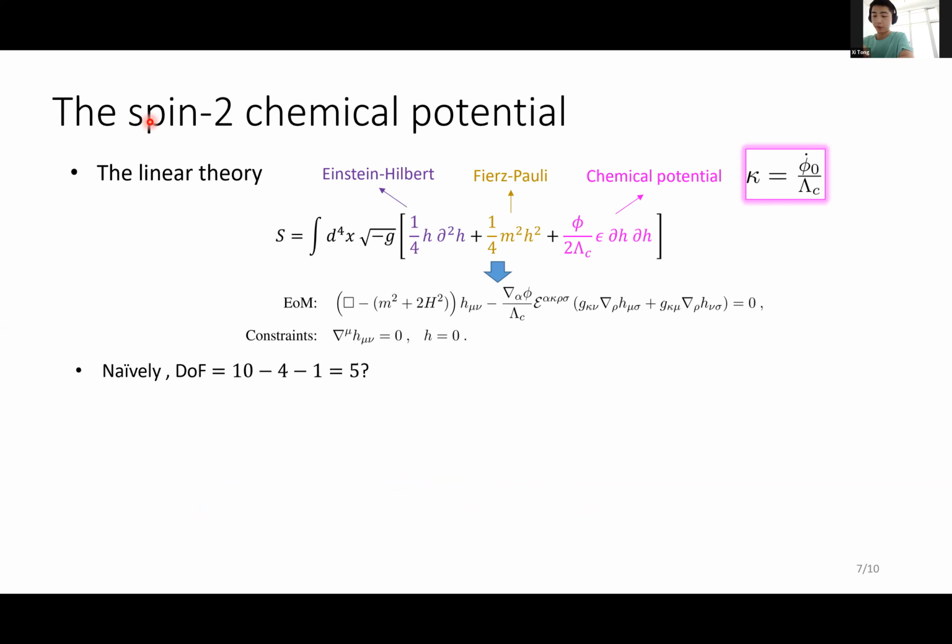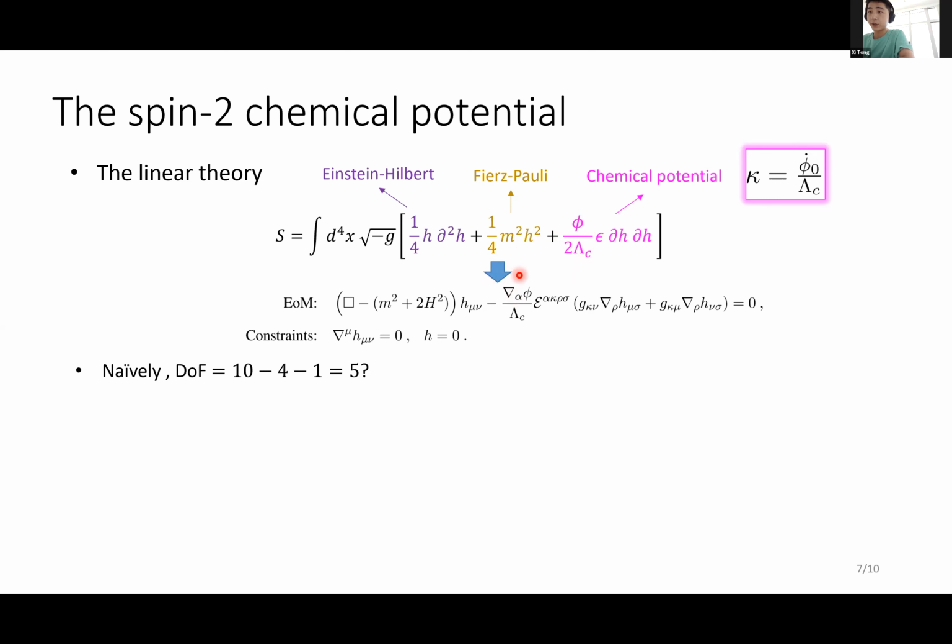Let's first study the linear theory. The linear theory consists of the usual Einstein-Hilbert term, which is basically the kinetic term in the linear regime. The mass will be provided by a Fierz-Pauli mass tuning. And last, this is our new ingredient, the chemical potential operator we introduced in the previous slide. We define this kappa to be the rolling speed phi naught dot divided by the UV cutoff lambda c. So this is our linear theory. Phi is provided as a background field, so we don't take its fluctuations into account. It has a time dependence because it's rolling.